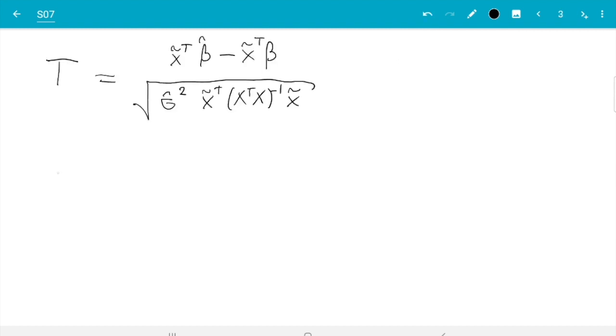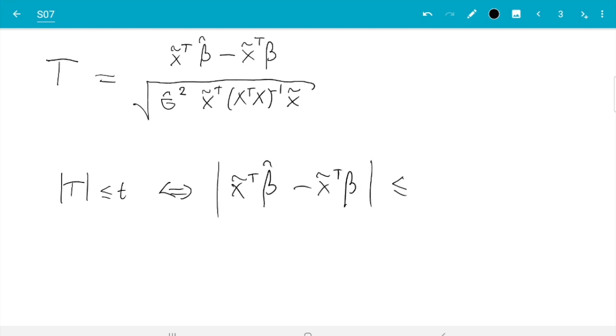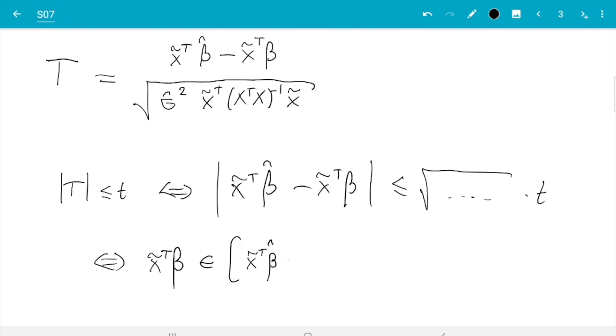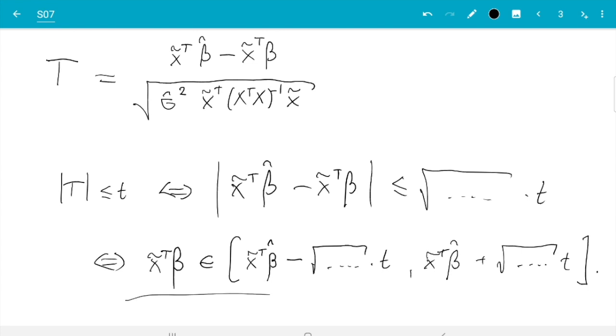So we have that. And then the modulus of t tilde is less than or equal to t, if and only if the modulus of x tilde transpose beta hat minus x tilde transpose beta is less than or equal to the square root times t. And that's the case if and only if x tilde transpose beta, that's the quantity we are interested in, is in x tilde transpose beta hat, that's our estimate, minus square root times t and x tilde transpose beta hat plus square root times t. And that's really it. So we have solved this problem, and in the notes I give you a numerical example using R, but here I just leave it at this, because really my aim was to derive a formula for a new confidence interval we haven't done before. Good, so that concludes our second example.